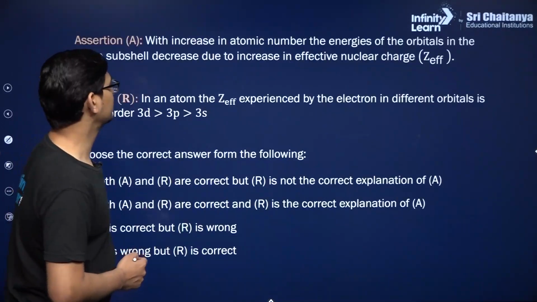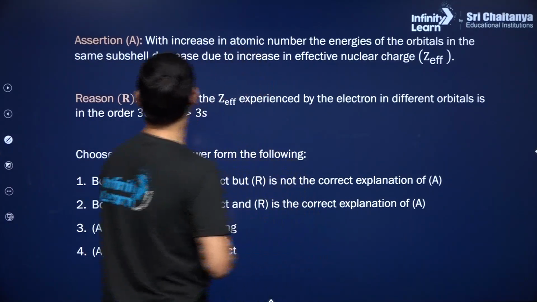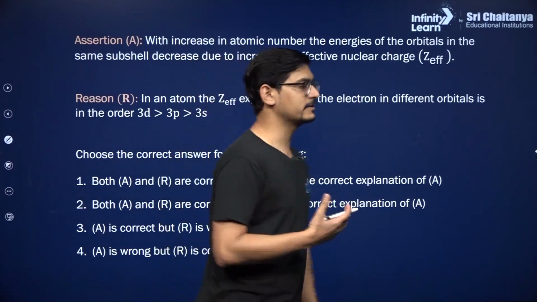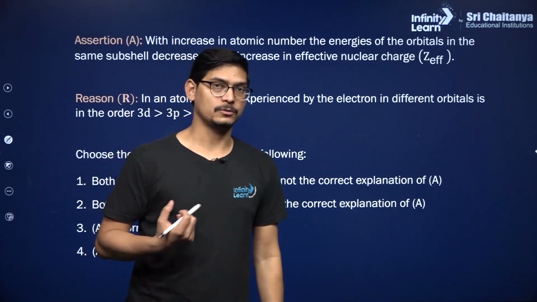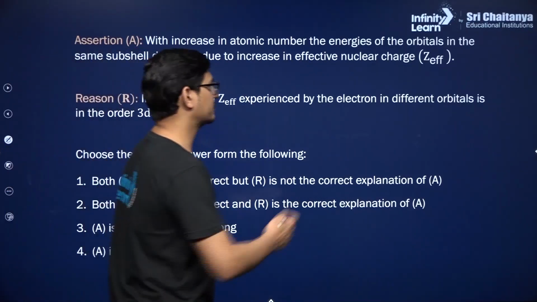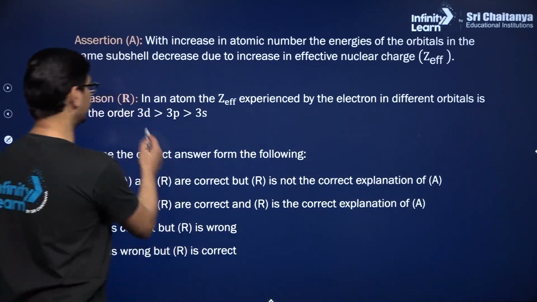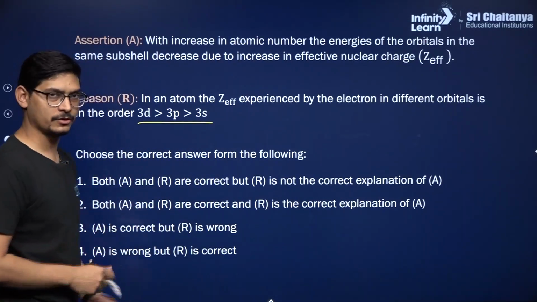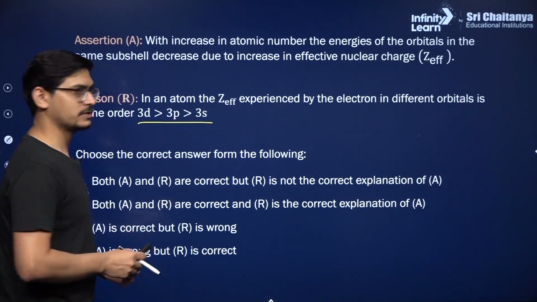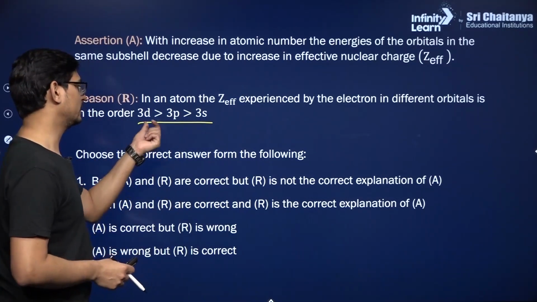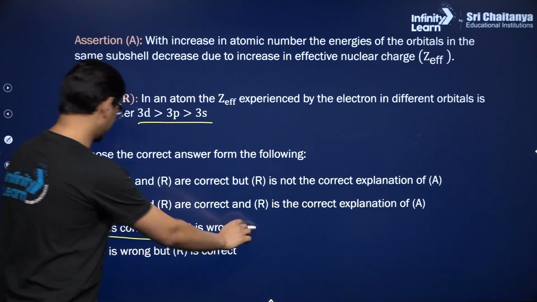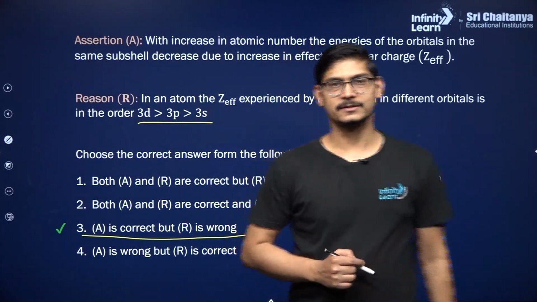Now, the next question, with increase in atomic number, the energies of the orbitals in the same subshell decrease due to increase in effective nuclear charge. Correct statement. As the atomic number increases, the electron becomes more tightly bound, stability increases, energy decreases. In an atom, the effective nuclear charge experienced by the electron in different orbitals is 3d more than 3p more than 3s. Now that is not true, because the s electron is closest to the nucleus, it experiences greater effective nuclear charge compared to the p electron, which is farther from the nucleus, and the same goes for the d electron. So the correct answer to this question is option 3. Assertion is correct, reason is wrong.